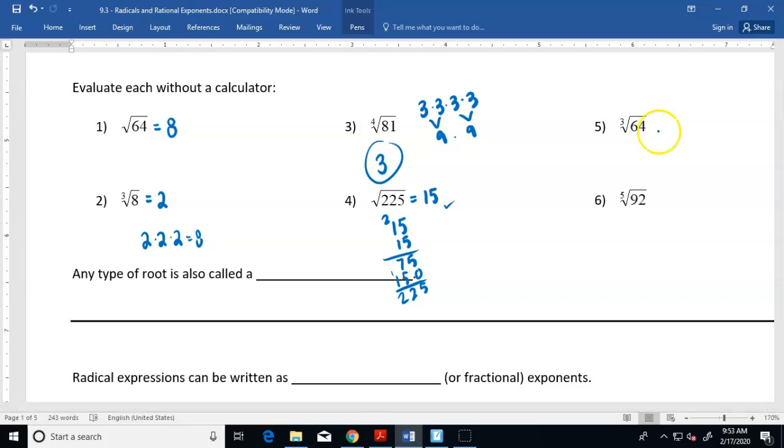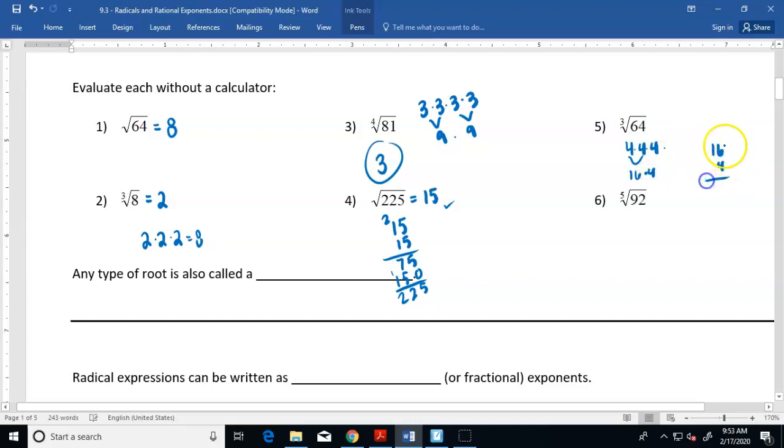Okay. All right, Evan tells me the next one is 4. So 4 times 4 times 4. Oh, just 3 times. That would be 16 times 4. And 16 times 4, that's 24. Carry your 2, 4, 5, 6.